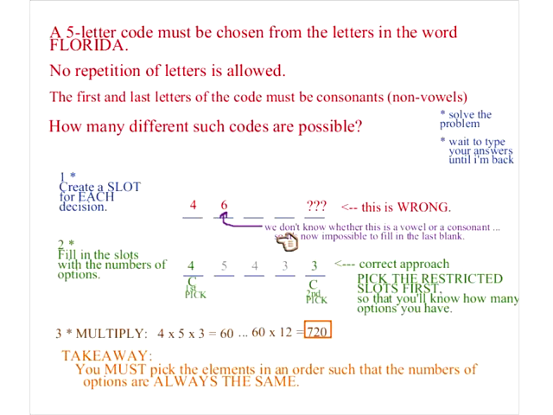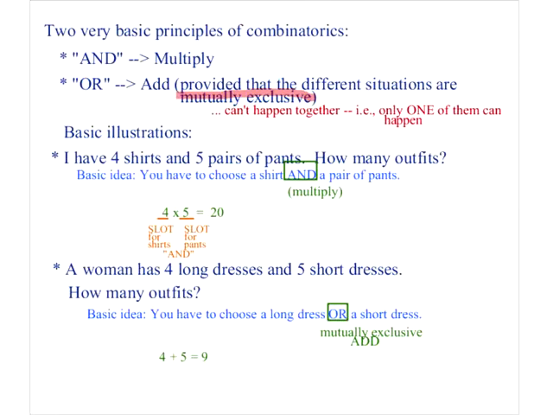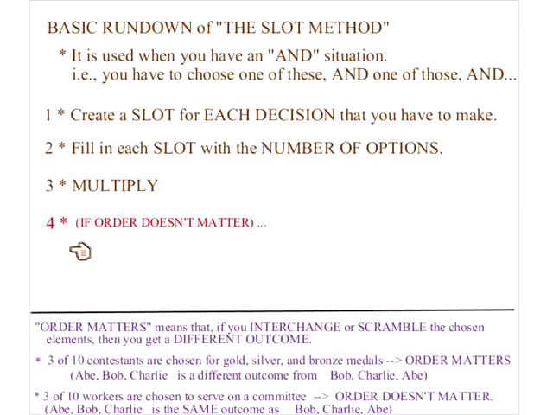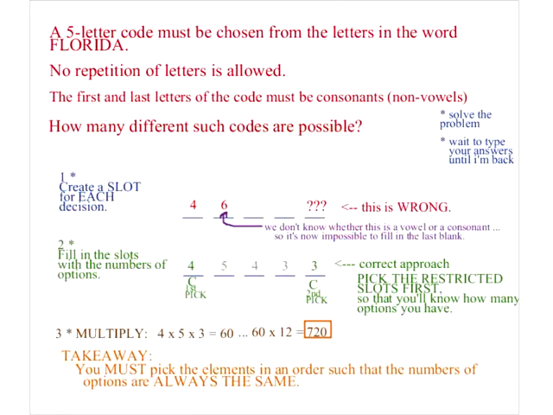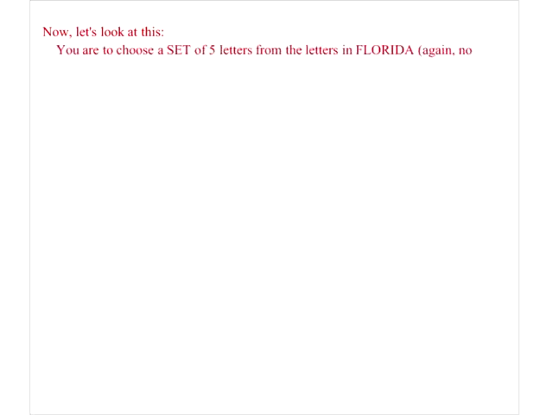Okay, let's look at another variation on this, and now we're going to discover what this fourth step is going to be. What do you do if order doesn't matter? Sorry, I don't see these problems yet. Okay, now let's look at this. Let's say that you are to choose a set of 5 letters from the letters in Florida. Again, no repetition. Okay, how many such sets are possible?